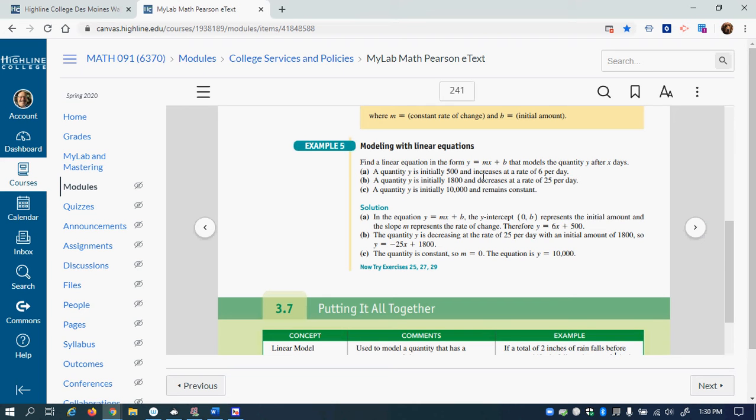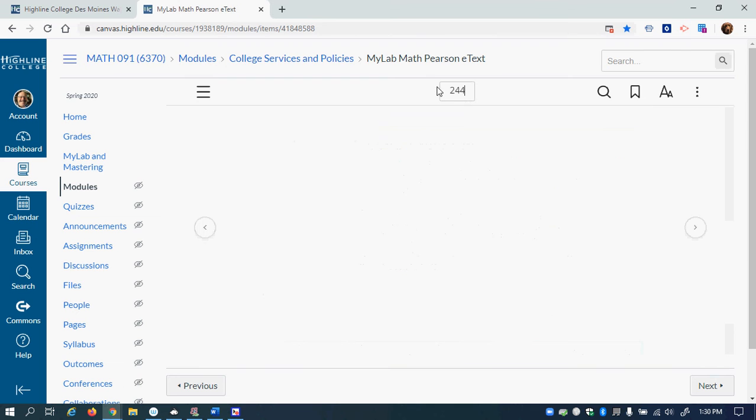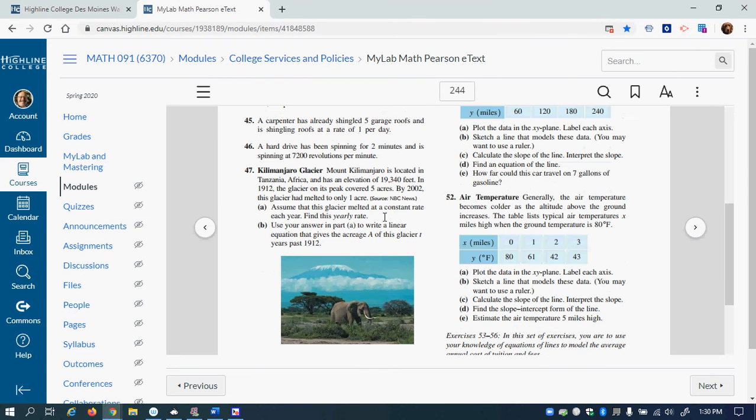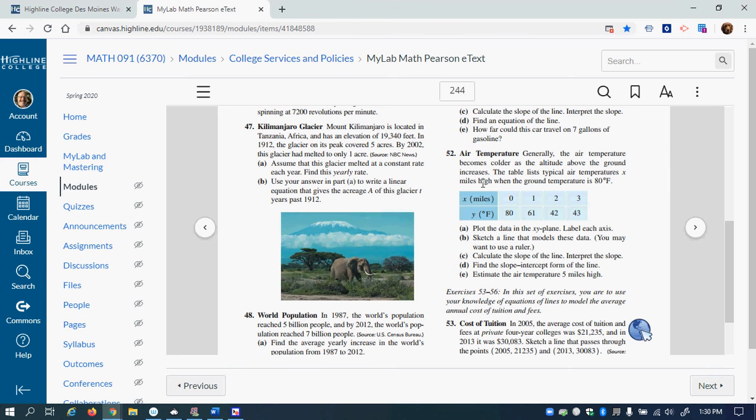So let's take a look at another problem before we close, which is problem 52 on page 244. Okay, so this one, problem 52, is different because when we plot these points, we're not going to get a very nice line at all. So that's what you have to do. You need to graph these points on graph paper.